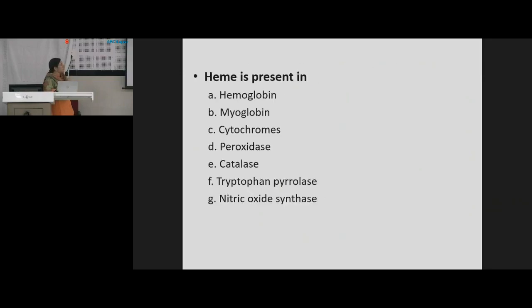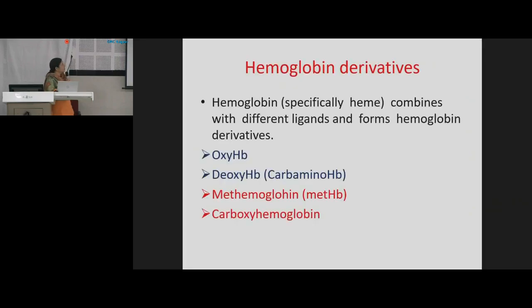Now heme is present in hemoproteins. Examples of hemoproteins are hemoglobin, myoglobin, and cytochromes. In cytochromes, iron is present in the ferrous and ferric forms. It is also present in enzymes like peroxidase, catalase, tryptophan pyrrolase and nitric oxide synthase.